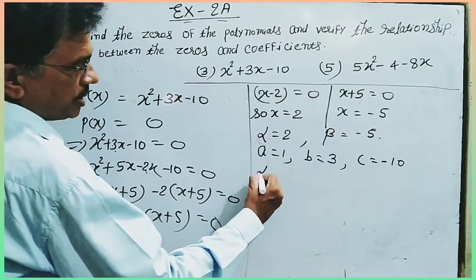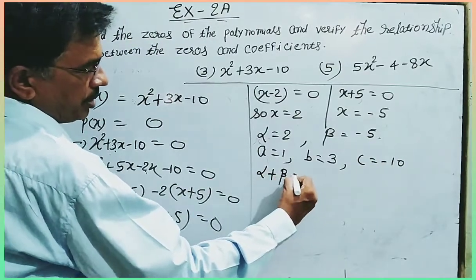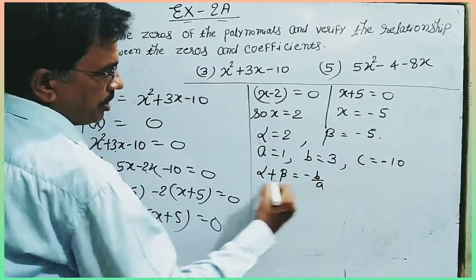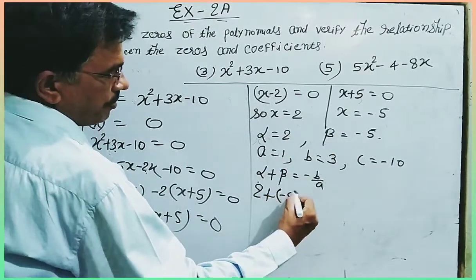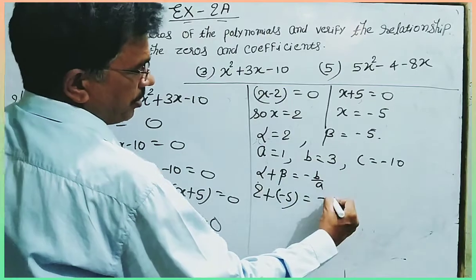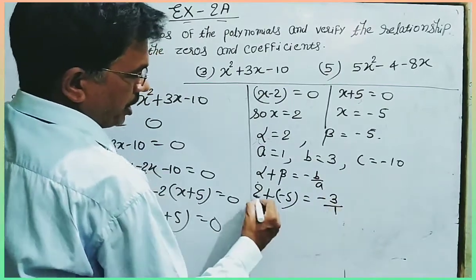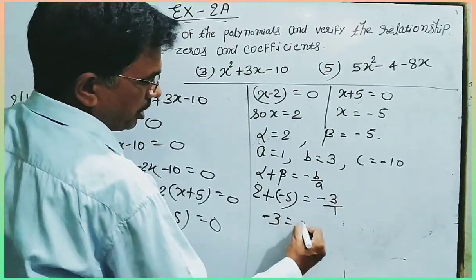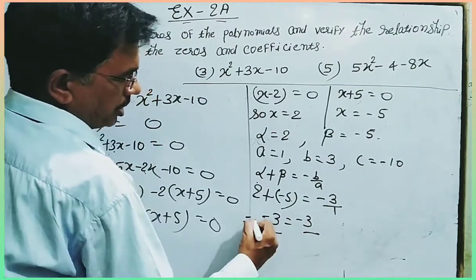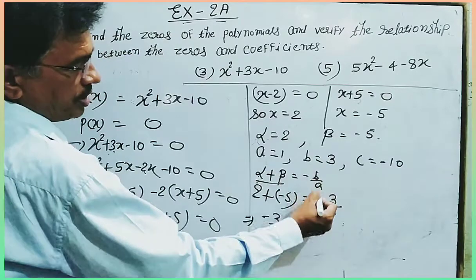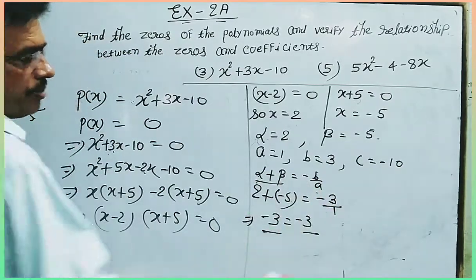Now the first relation is alpha plus beta is equal to minus b by a. What is alpha? 2, plus beta, minus 5, equals minus b, that is minus 3 by a, which is 1. Then 2 minus 5 is minus 3, equal to minus 3. So it verifies the relation, that alpha plus beta is always equal to minus b by a.